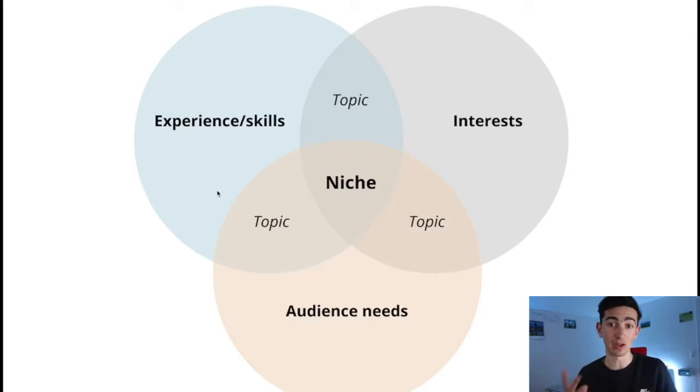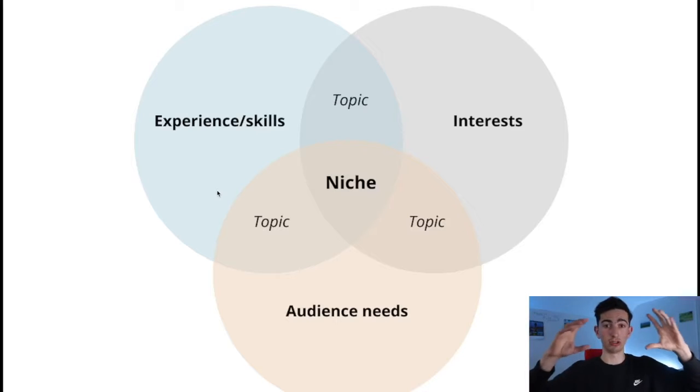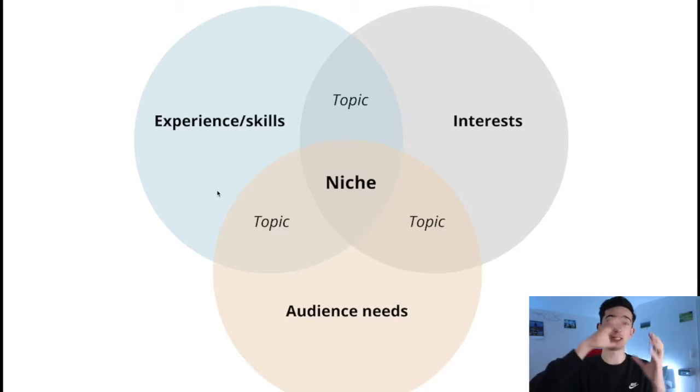Then we have the second one, which is interest. That's all the things we're curious about, all the interests that we have that tie into our experiences. Different from experiences, interests are something we're just generally curious about and not specifically something we already know. That's something we can develop later, and that gives us a topic, the mixture of experience and interest.